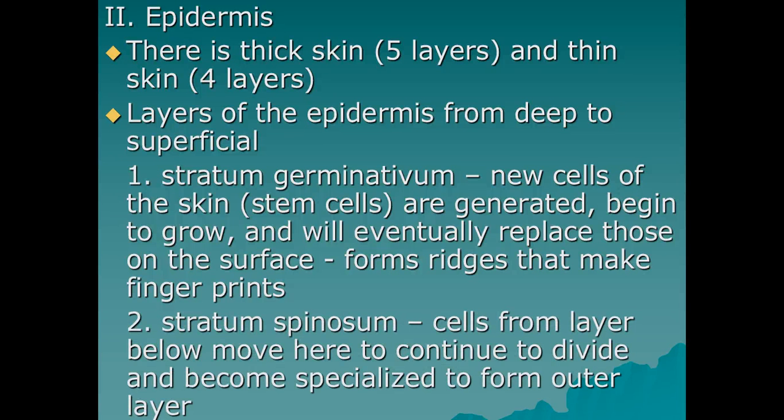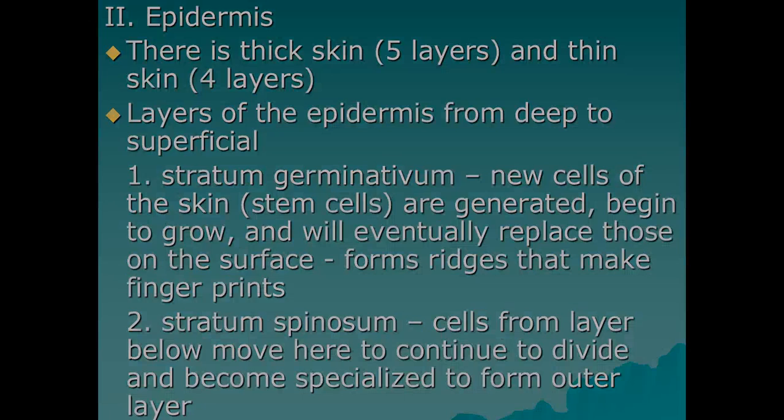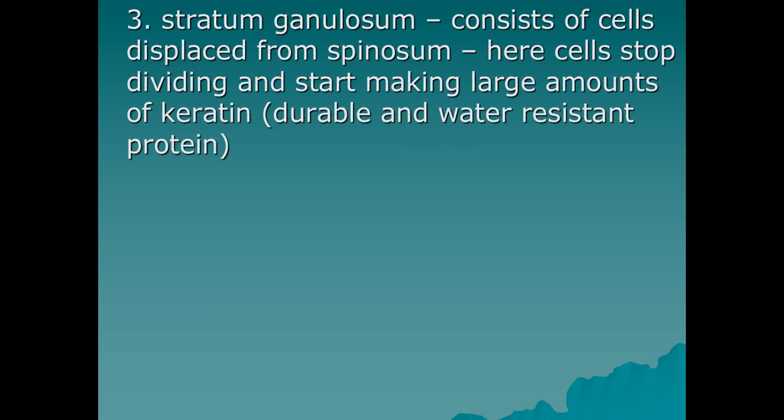You have the stratum spinosum. These are cells from the layer below, so these are now cells that used to be in the stratum germinativum that have now moved up and become a little bit more specialized, starting to form that outer layer. The third layer up is called the stratum granulosum. These consist of cells from the spinosum, and these cells actually reach a point where they stop dividing. So they're kind of like a mature form of the skin cells.